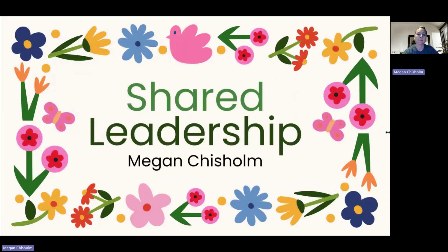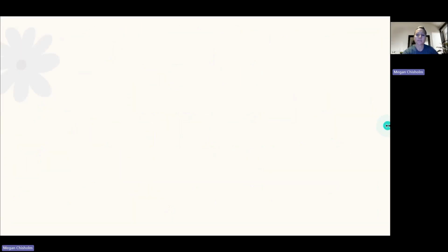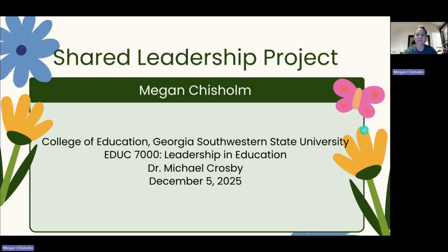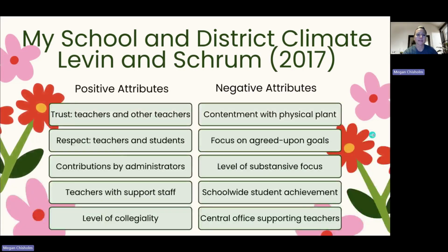Today I'm sharing with you my shared leadership project for Dr. Crosby's class in my leadership class and for GSW. So today I'm looking at positive and negative attributes of my school climate based on Levin and Strum's pages 147 and 148. I'm pretty sure those were the page numbers.